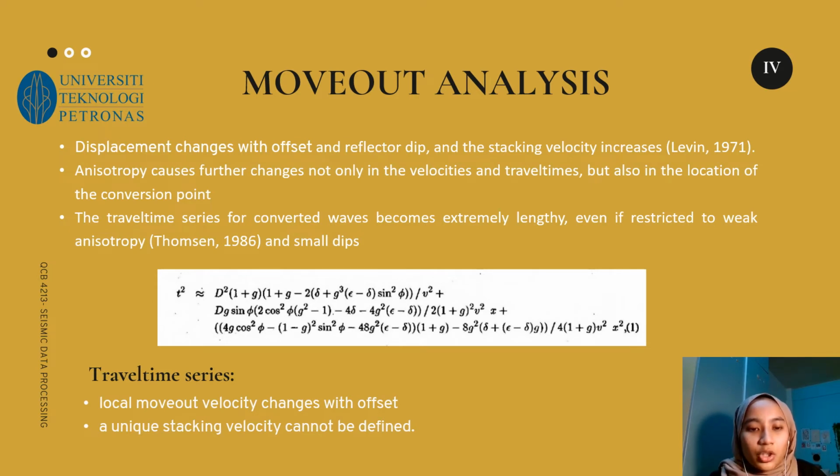Anisotropy causes further changes not only in the velocity and travel time, but also in the location of the conversion points. However, the travel time series for converted waves becomes extremely lengthy, even if restricted to weak anisotropy. This is based on Thomsen from 1986. We can see on the formula below, the velocity denotes the P wave velocity, while g is the velocity ratio of P and S waves. The local moveout velocity changes with the offset, and also the unique stacking velocity cannot be defined.